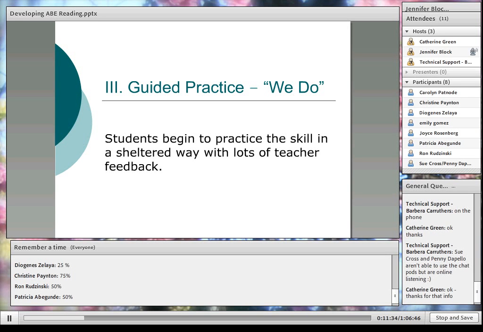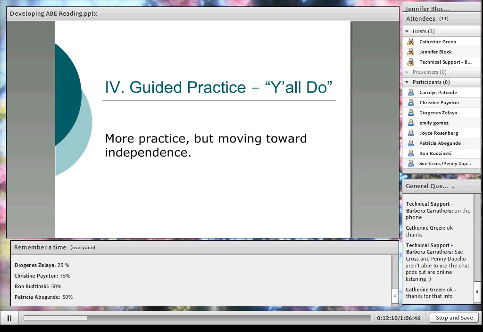The next step is the guided practice, called We Do. And this is, again, a sheltered experience for students where the teacher is giving them lots of feedback. Students may be practicing the skill in small groups. It should be kind of a low-stakes experience. Students should be feeling very comfortable to try out what they're learning without feeling that they're being tested yet. Teachers should be monitoring closely, giving lots of feedback. All right, that's step 3.